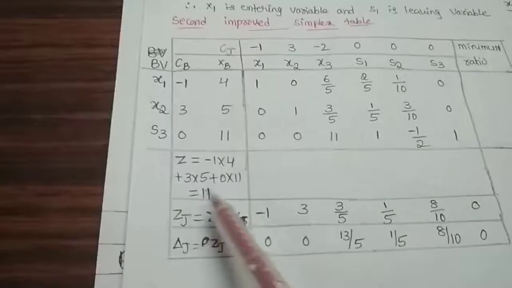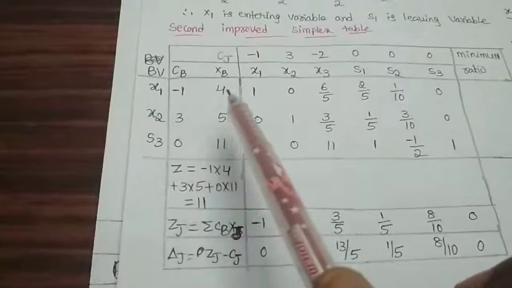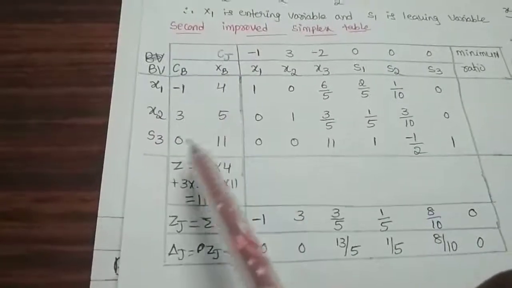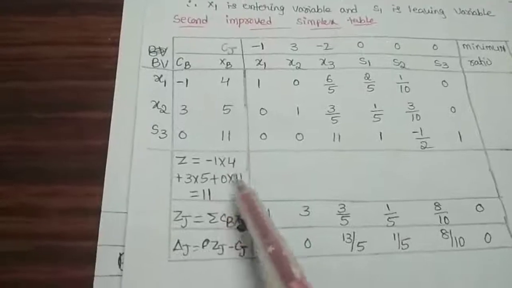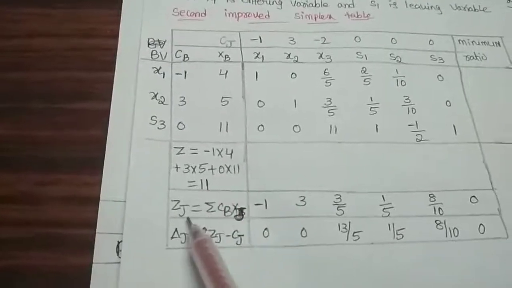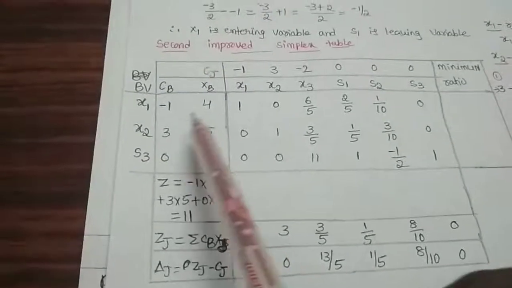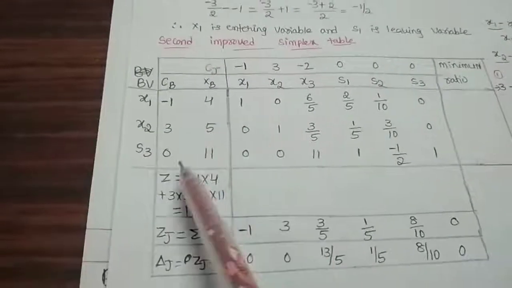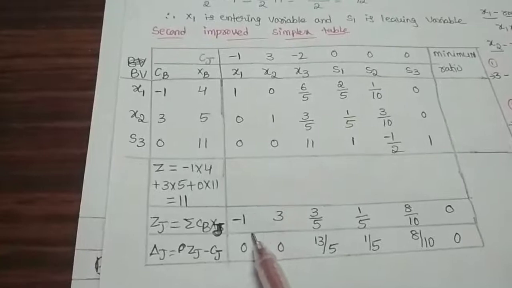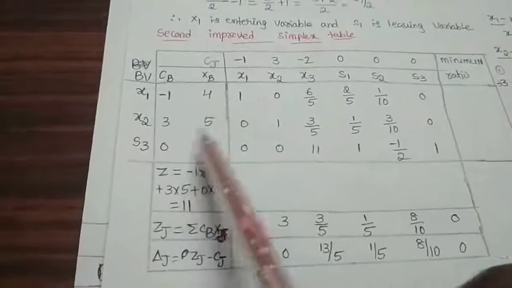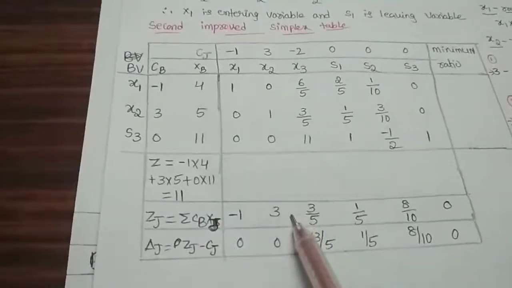Now calculate the Z value again. Z value equals minus 1 into 4 plus 3 into 5 plus 0 into 11, that equals 11. Zj equals summation Cb into Xj, that equals minus 1 into 1 plus 3 into 0 plus 0 into 0, that equals minus 1. Minus 1 into 0 plus 3 into 1 plus 0 into 0, that is 3.